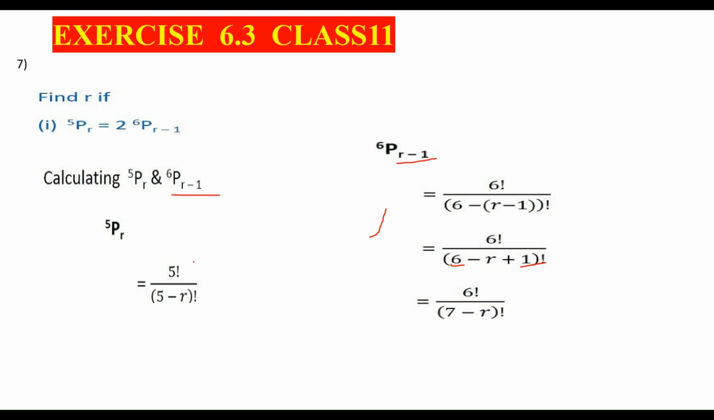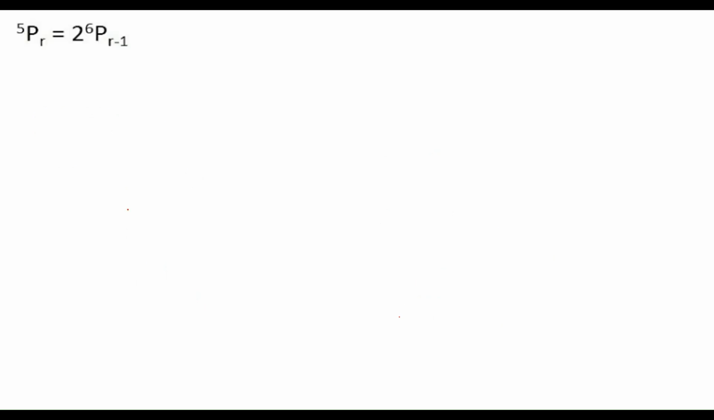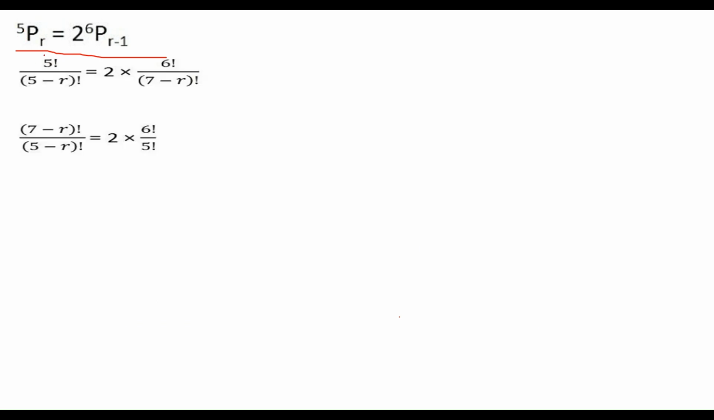So 5Pr is this value, and the value of 6P(r−1) is 6 factorial divided by (7 minus r) factorial. Remember these two values, we'll put them in and calculate. So what is the question here? 5Pr is equal to 2 into 6P(r−1). Just now we have solved the value of 5Pr, so the value of 5Pr is this one, and 2 into the value of 6P(r−1) is this one.